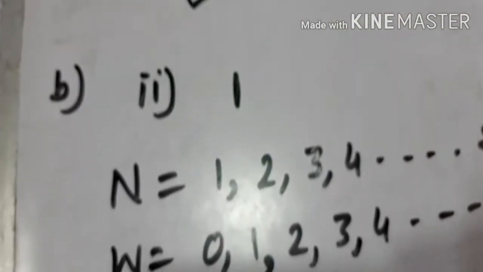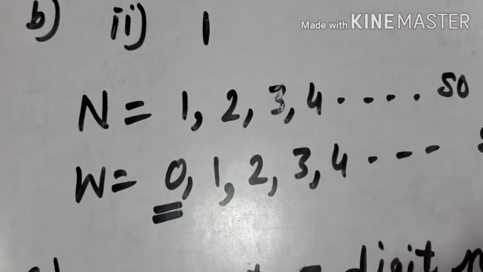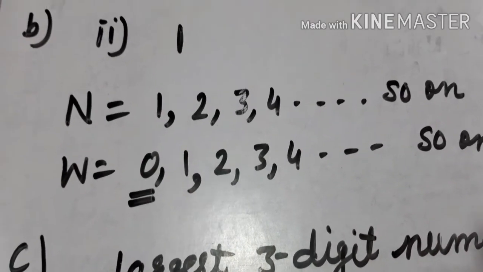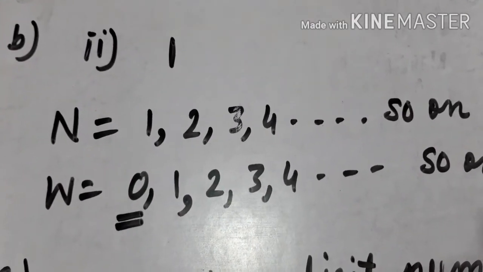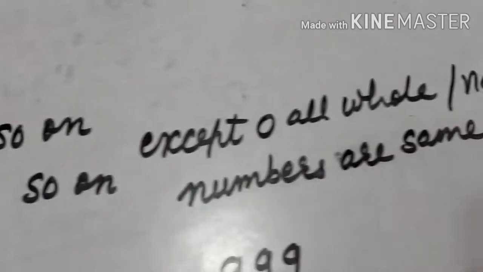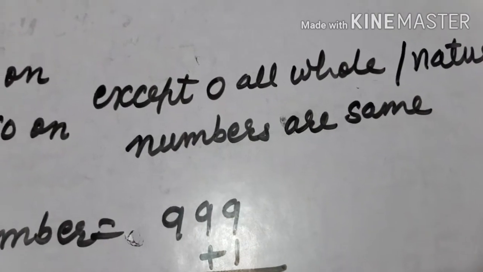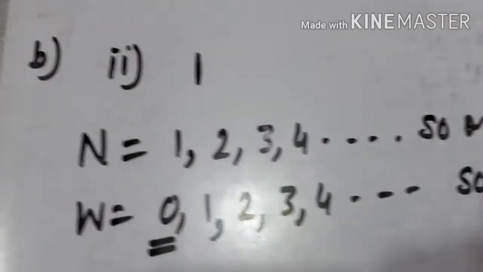You know, whole number is what? It includes 0 along with natural numbers. Whole numbers begin from 0 and natural numbers begin from 1 and so on. So except 0, all whole numbers and natural numbers are the same. It means only 0. So that is why the correct option will be 1.